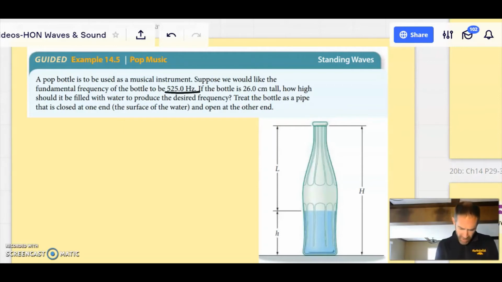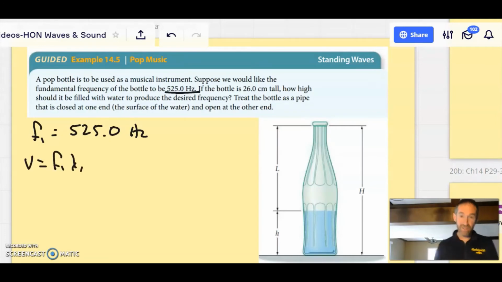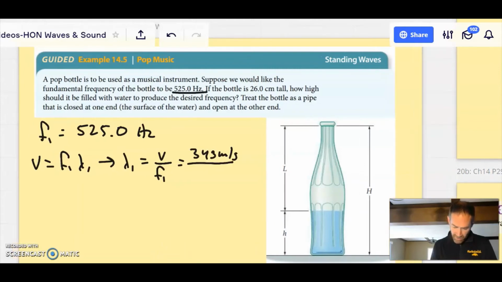Okay, so I know then that frequency 1 is going to be 525 hertz, and I know that the wave speed is the frequency times the wavelength as long as they have the same number. So that means that the fundamental wavelength here is going to be the wave speed divided by that fundamental frequency. If you go with 343 meters a second and divide it by the 525 hertz, you're going to get a fundamental wavelength of 0.653 meters. Now, you know that the fundamental wavelength is going to stick way out of the bottle, right?